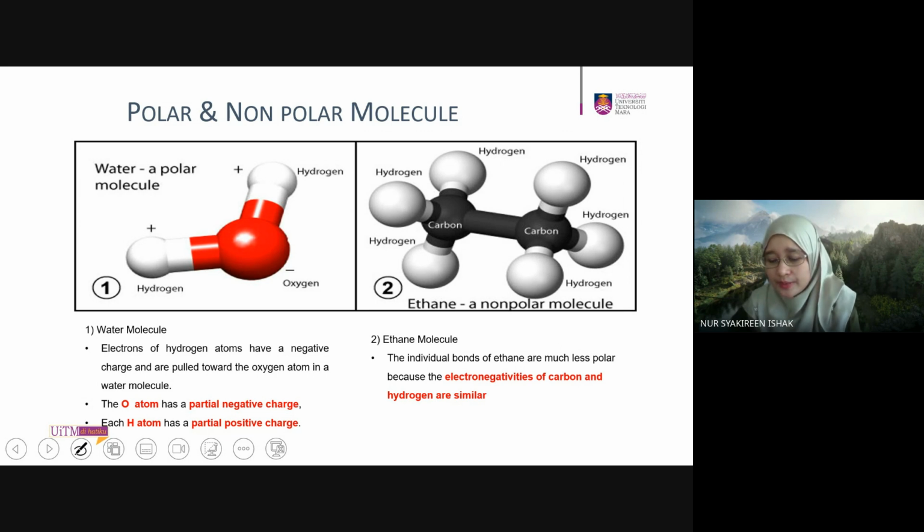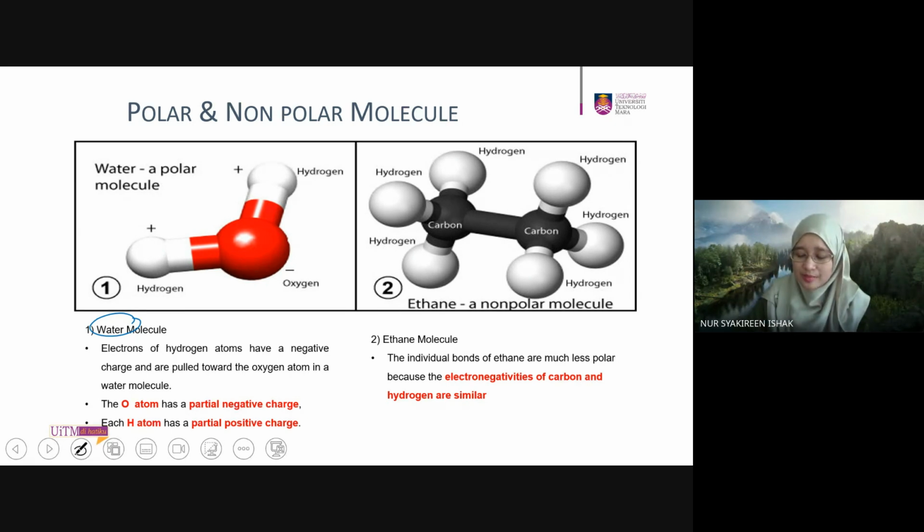Okay, so polar and non-polar molecules. In a water molecule, the electrons of the hydrogen atoms, which obviously have a negative charge, are pulled towards the oxygen atom.